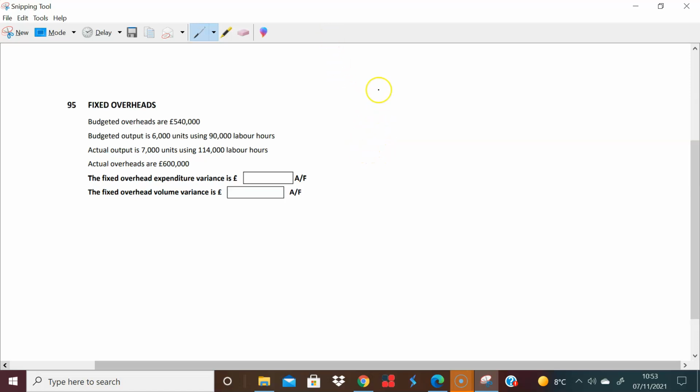What do we have here? Your budgeted overheads are 540,000, no problem. Your budget output is 6,000 using 90,000 labor. So we can find the fixed overhead absorption rate. What are we going to be putting each overhead in at for every unit is what we have here.